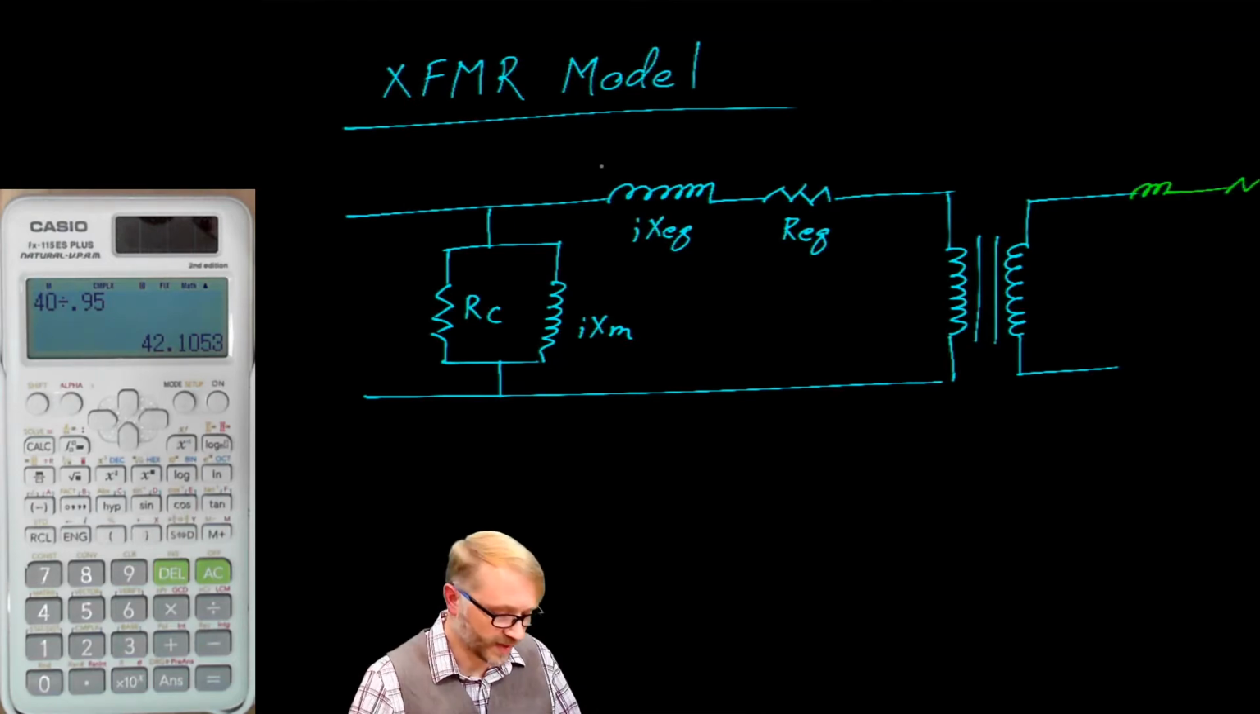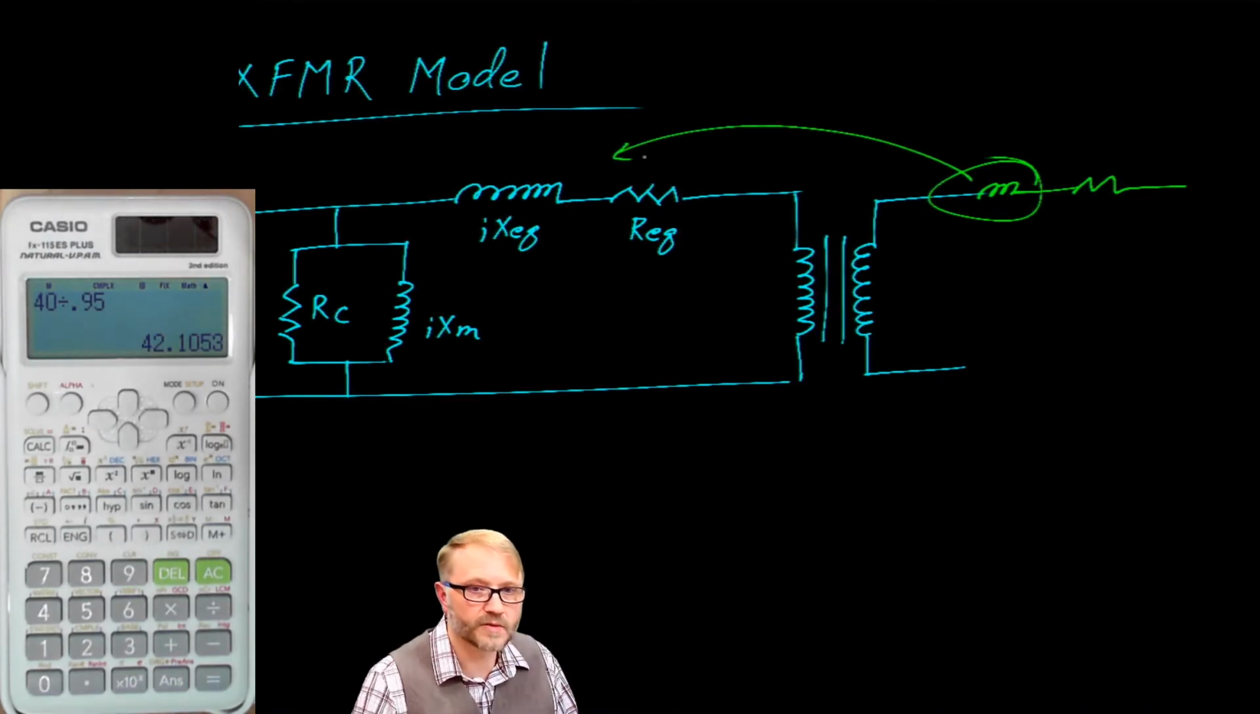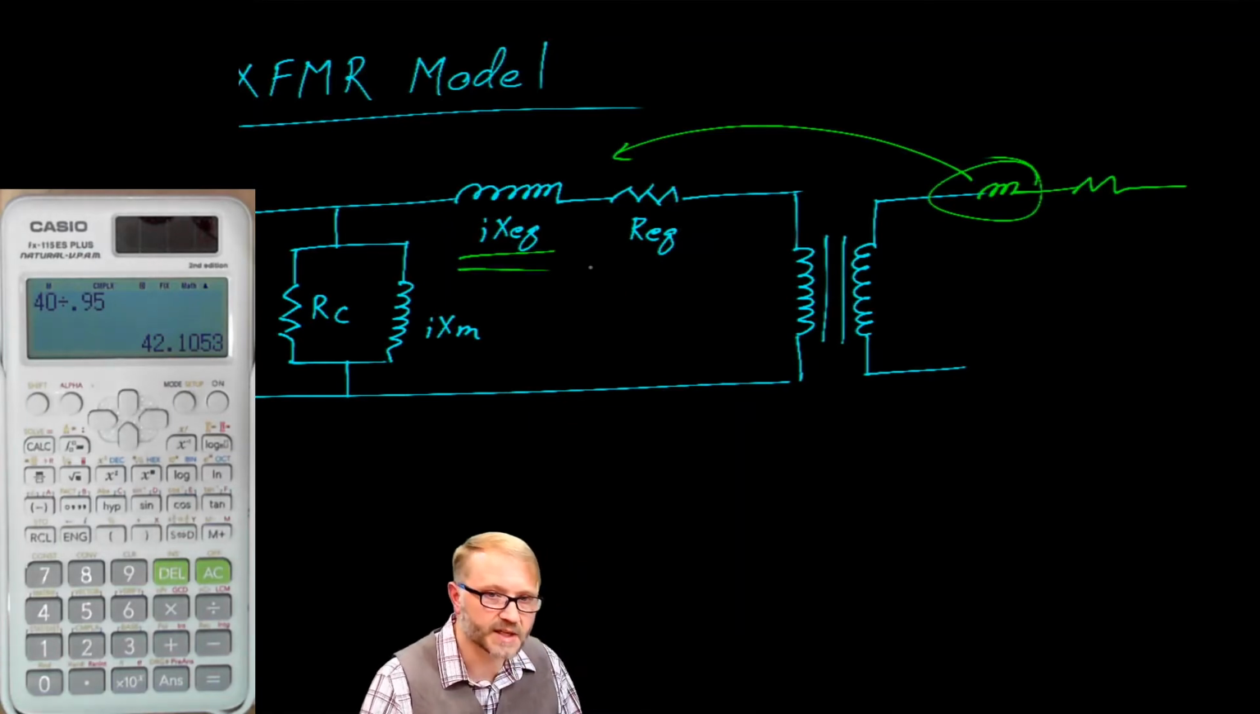As a similar thought, we have inductance in the secondary. We've taken that inductance, we've reflected it over to the other side, and then we've combined the primary and the secondary to come up with an equivalent number representing both primary and secondary.